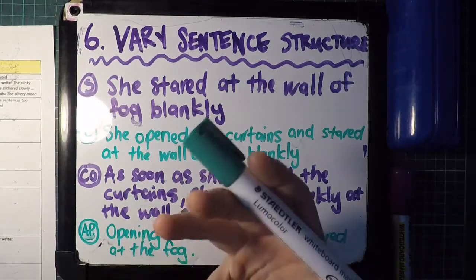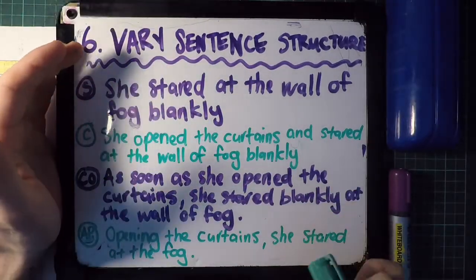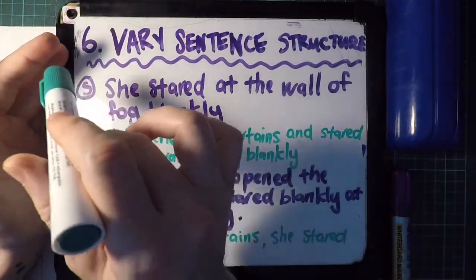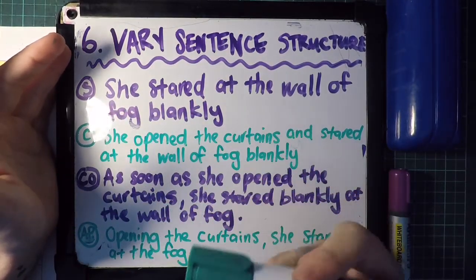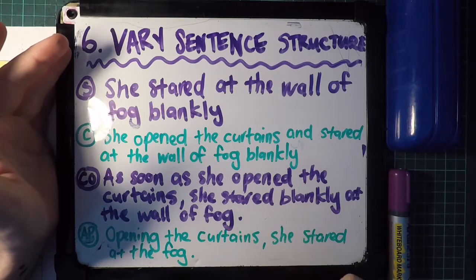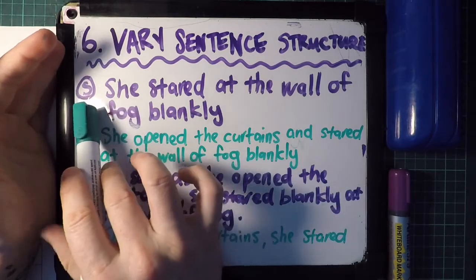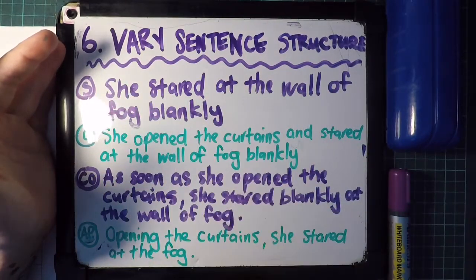Now, there's a few styles of sentence that you can create depending on the effect that you want to have. So I like to use simple sentences a lot, especially when I do picture books. My readers are generally a little bit younger. I like to keep it really simple so that I can communicate a simple message. So an example of a simple sentence over here: she stared at the wall of fog blankly.